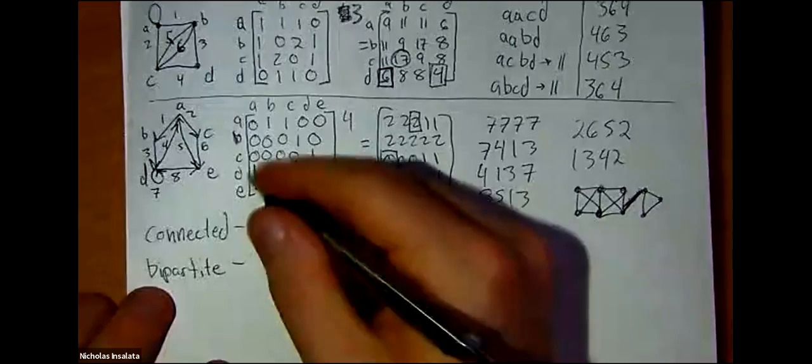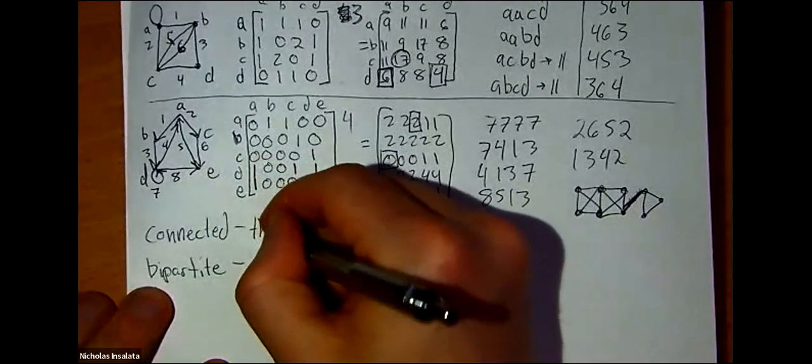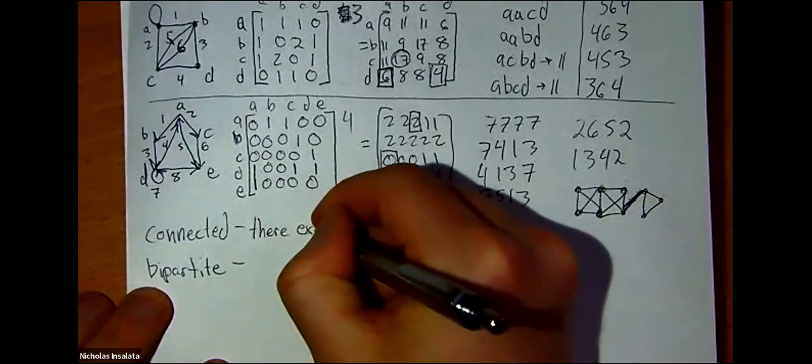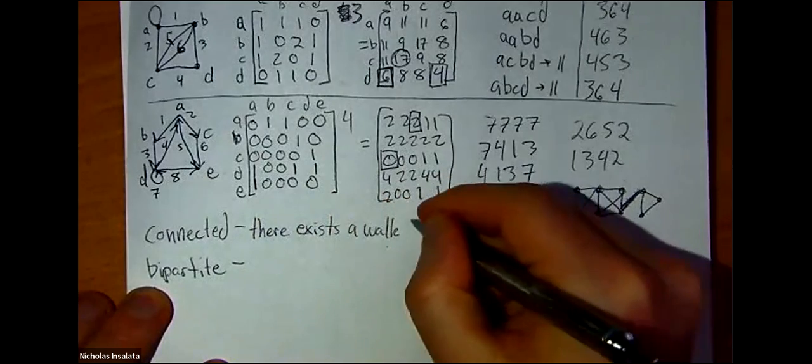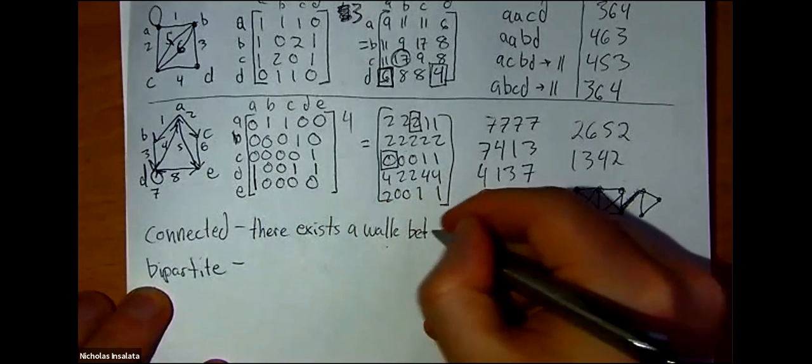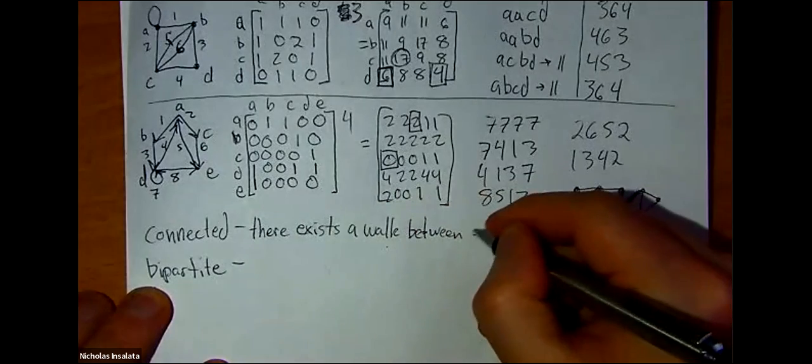Okay, so connected: there exists a walk between every pair of vertices.